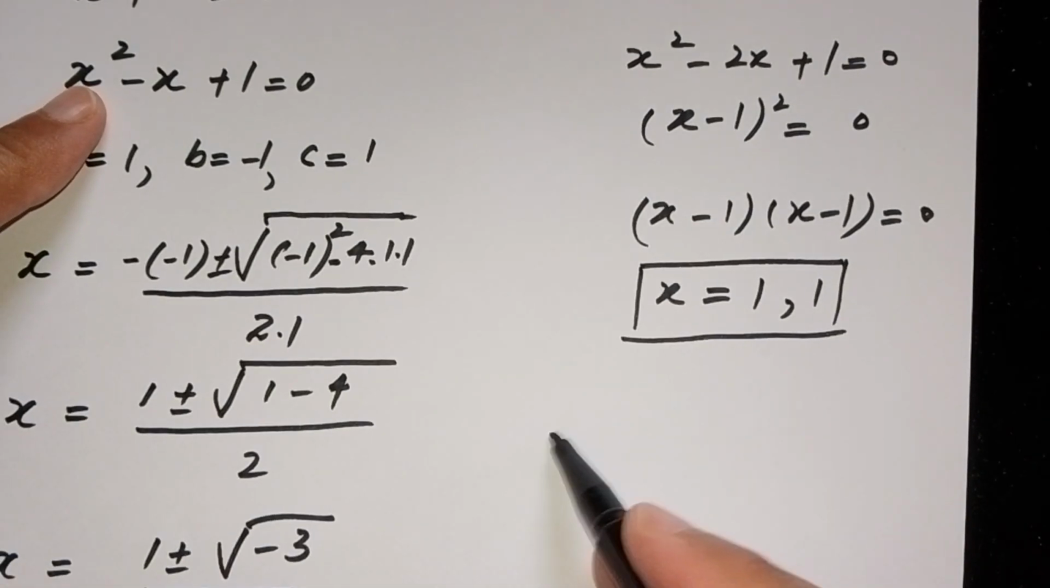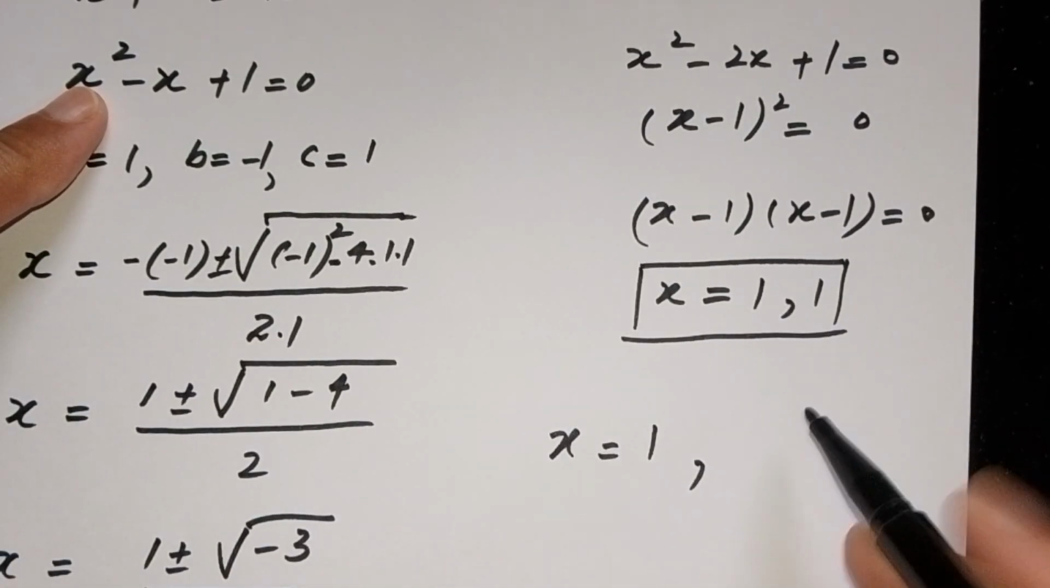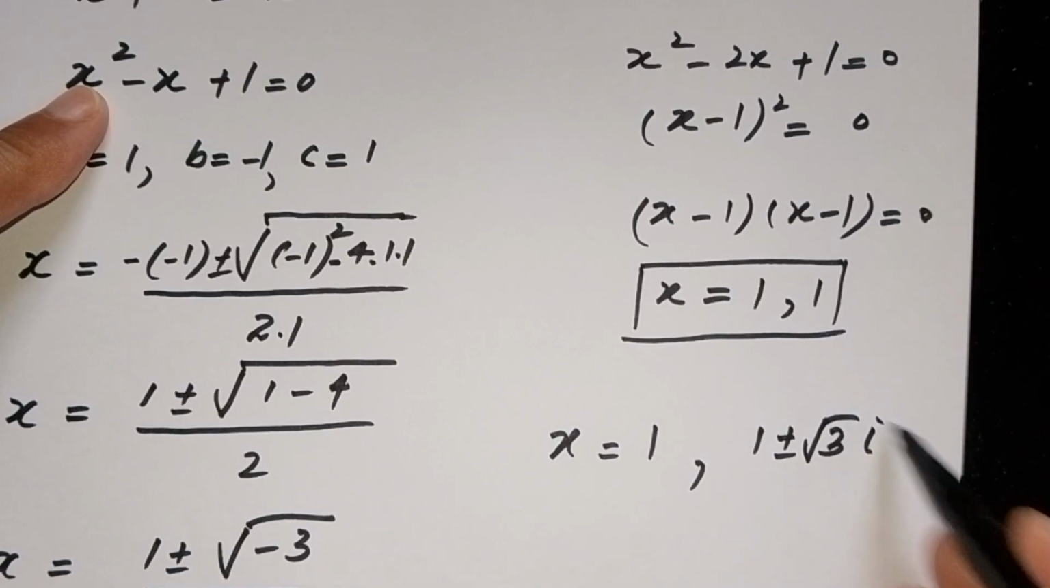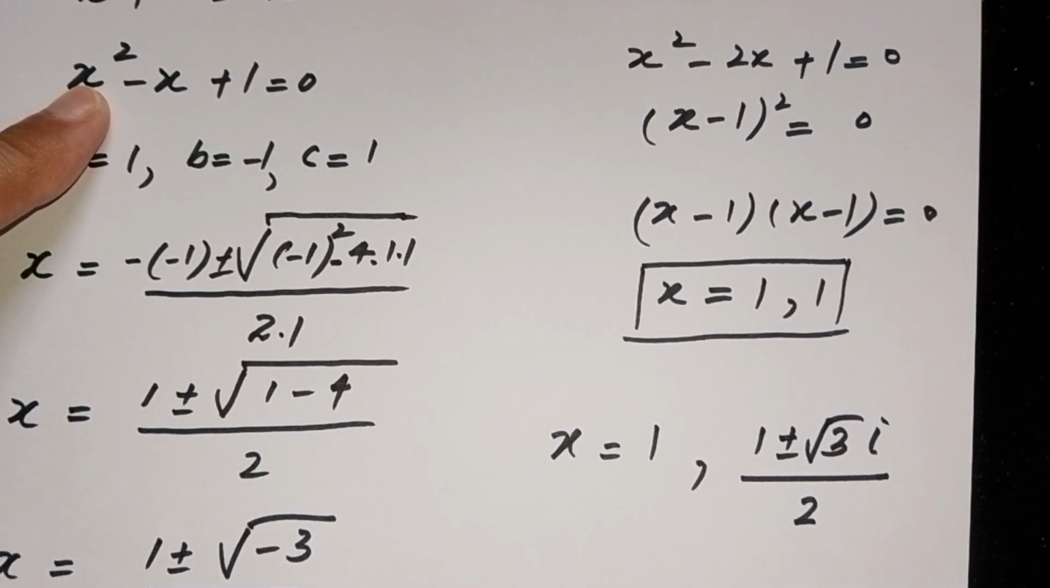So for this equation the values of x are 1, and 1 plus or minus square root 3 i over 2.